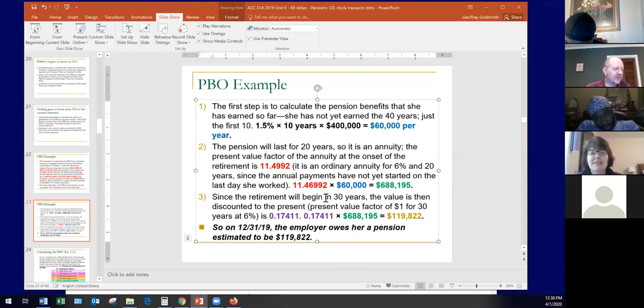Then, since her retirement will begin in 30 years, we take the $688,195 and discount it to its present value. Present value factor, $1, 30 years at 6%, 0.17411 times the $688,195 is $119,822. So on December 31st, 2019, the employer owes her a pension estimated to be $119,822.